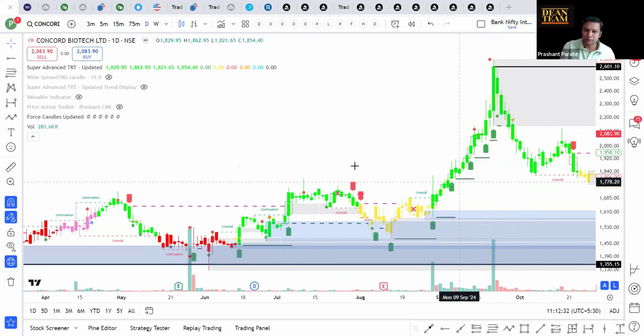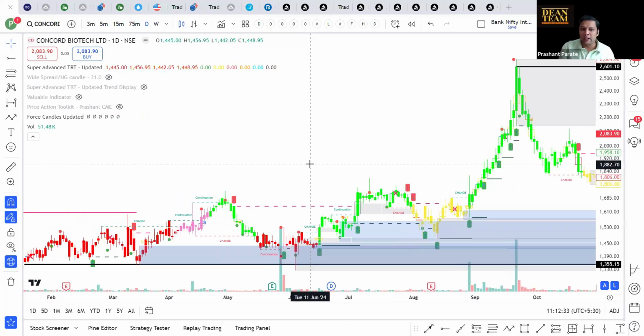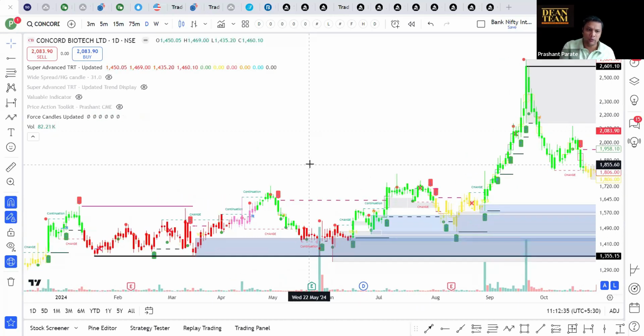Yes, that can be done. Thank you, sir. So an immediate high volume candle is itself not a setup. We have to wait for some setup.